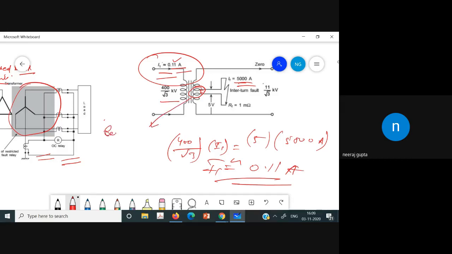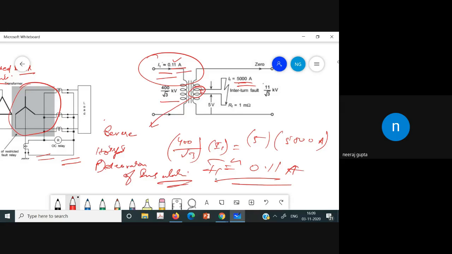So it causes the severe hotspot, which results in the deterioration of insulation. Now, how can you take care of that?